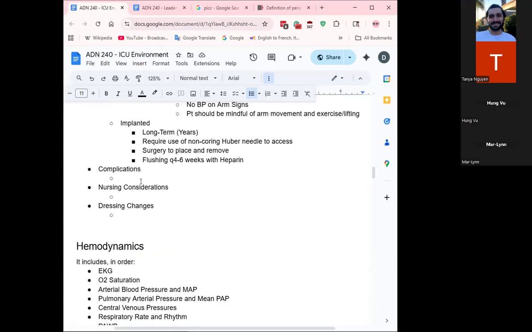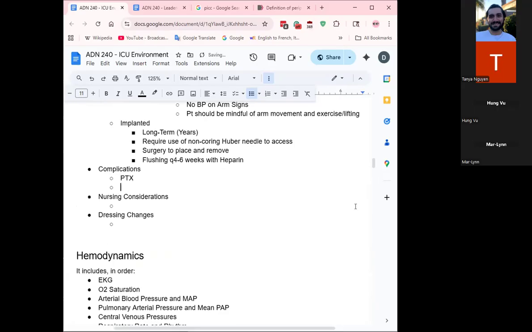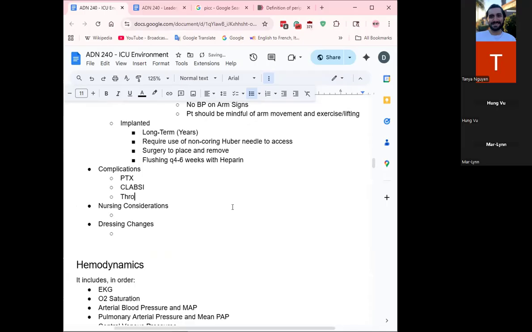We did talk about a few. We talked about pneumothorax, and the infection risk. What else can you guys think about? I guess we also talked about thromboembolism when it comes to the PICC line. Anything else that comes to mind when it comes to central line insertion that could be a possible complication?